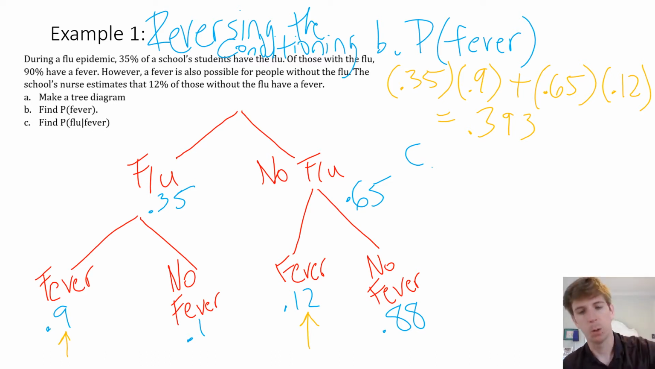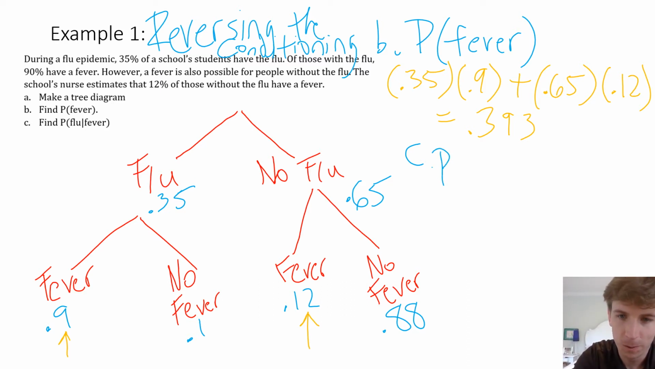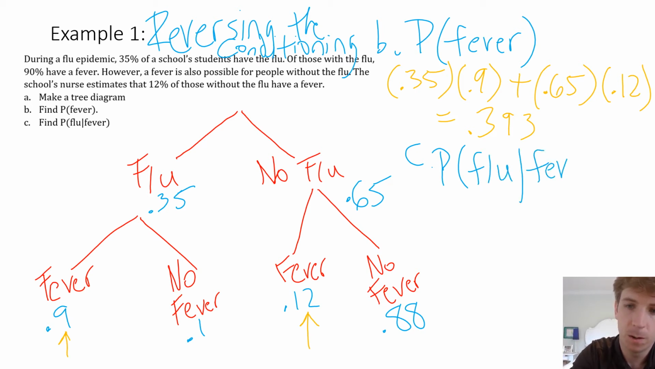Okay, we're basically starting off here at the bottom of the tree and trying to work back up. Unfortunately, you cannot just multiply back up the branches. But what we can do is use our conditional probability formula. So we have the probability of flu given fever.